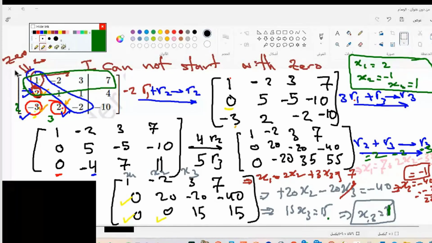Did you get the idea? Did you get the idea for this example? Here is the question. Did you get the idea?